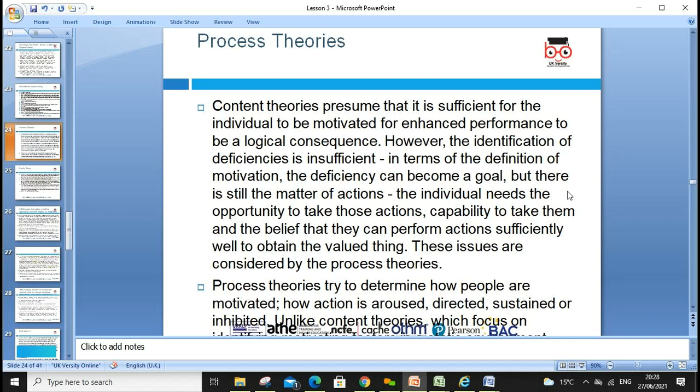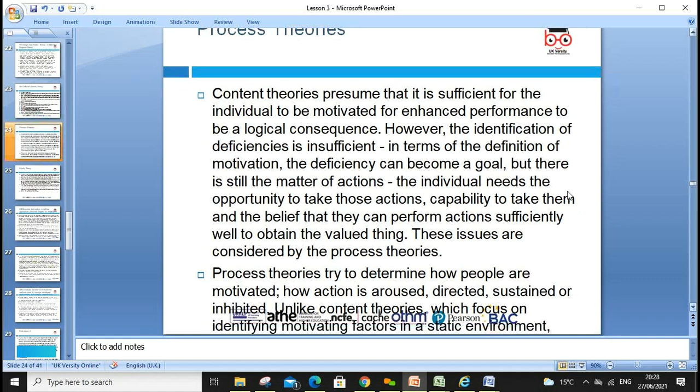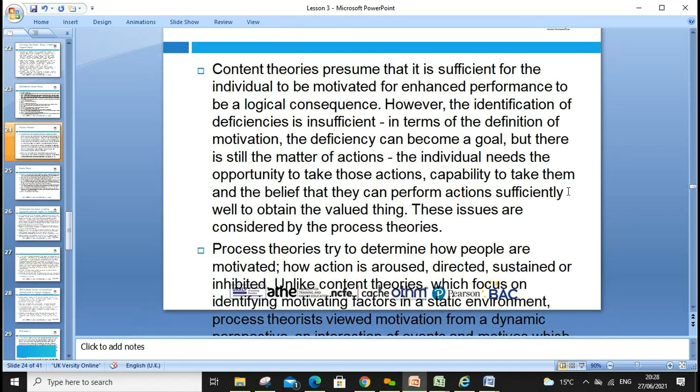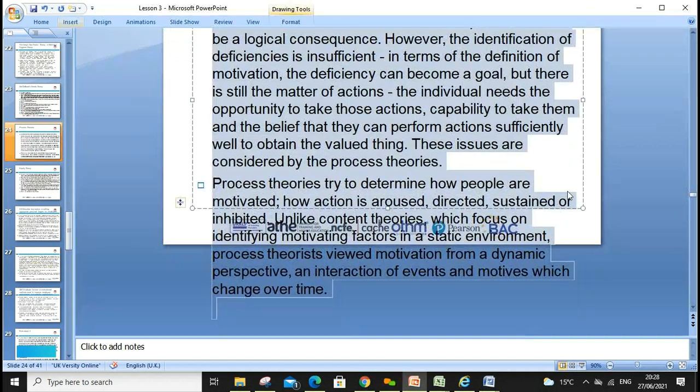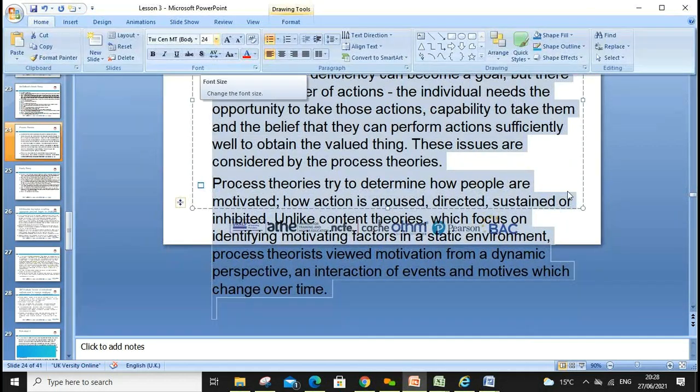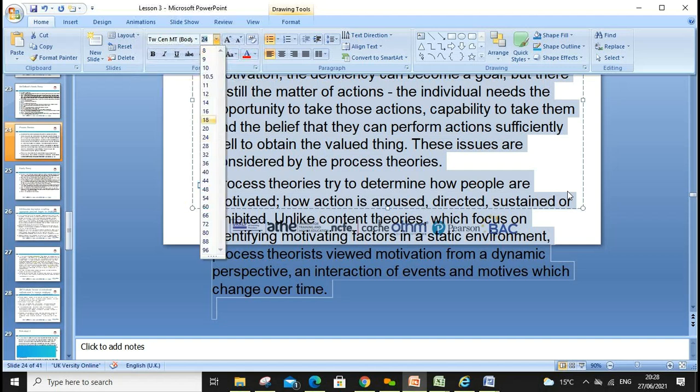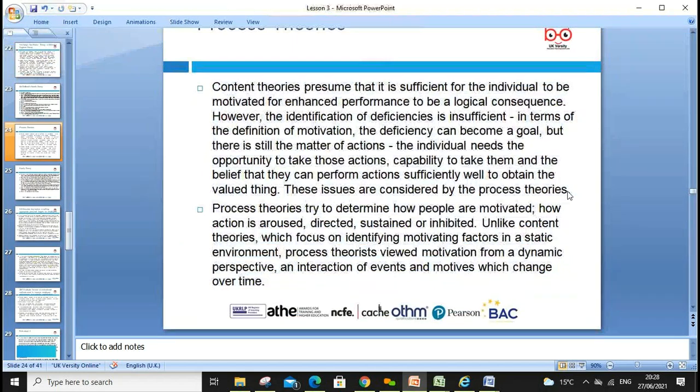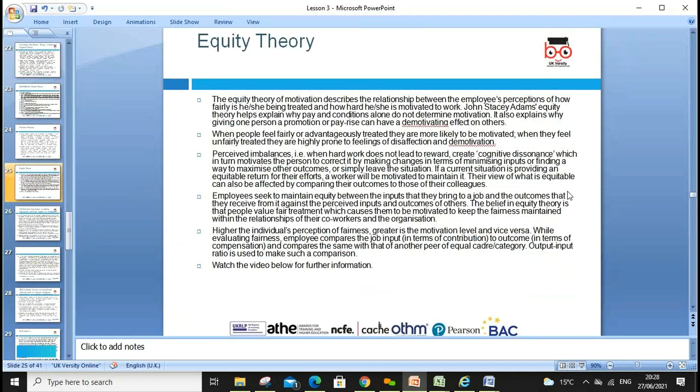Next we have the process theories. The content theories presume that identifying deficiencies is sufficient for individual motivation and enhanced performance. The process theories determine how people are motivated, and their actions are directed to be sustainable. That's the key focus: sustainable development. It's a continuous process. We need to carry on moving and improving things, not just rely on what we developed once.